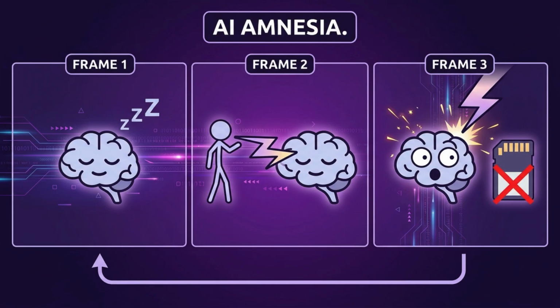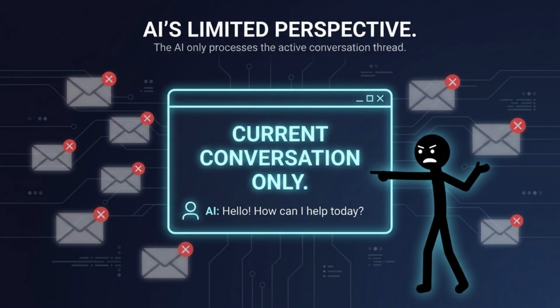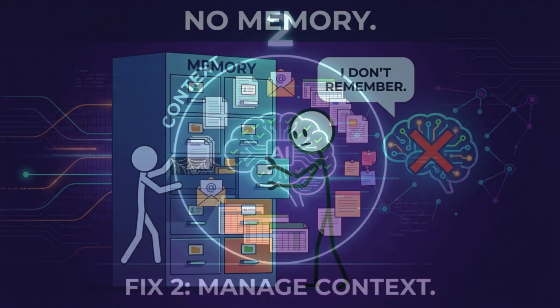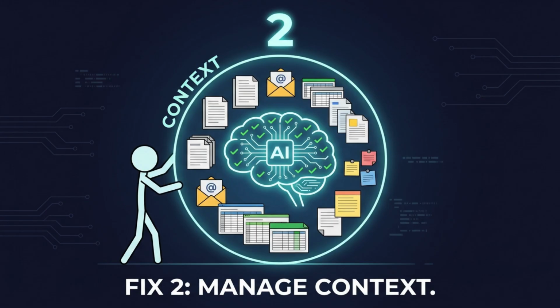Every time you send a message, it's like the AI wakes up from amnesia. It only sees what's in the current conversation. It has no memory of the 10 emails you processed earlier or the data you already collected. Most people assume the AI remembers everything they've ever told it. It doesn't. The second fix is context management. Make sure the AI has access to everything it needs before it starts working.